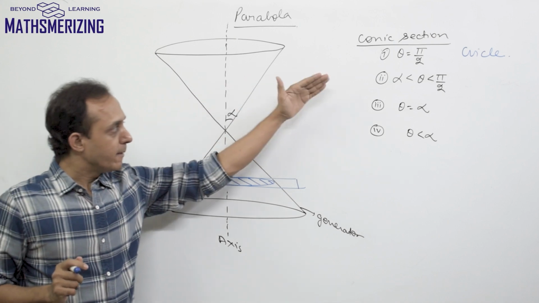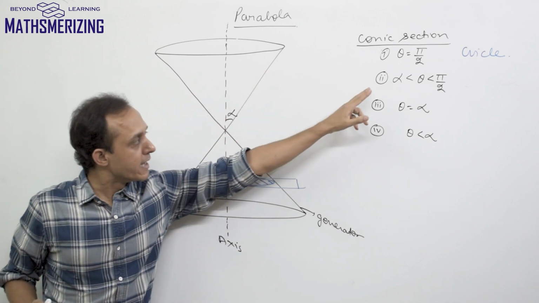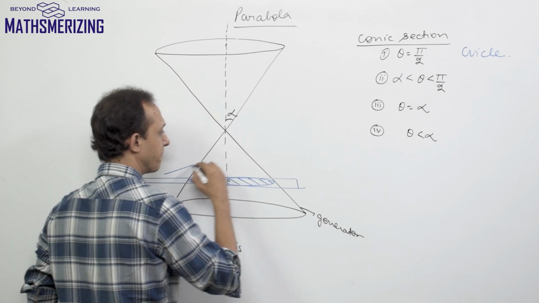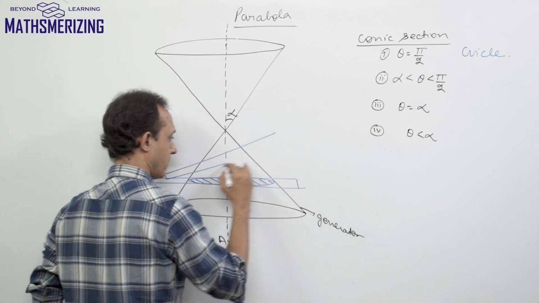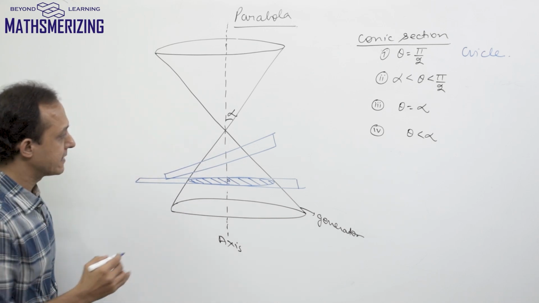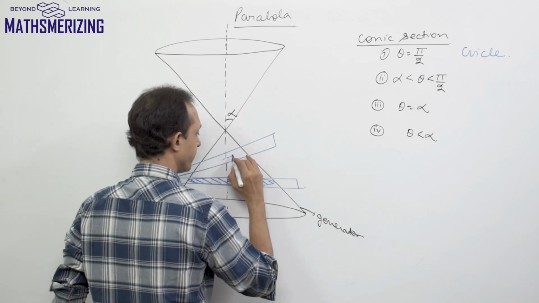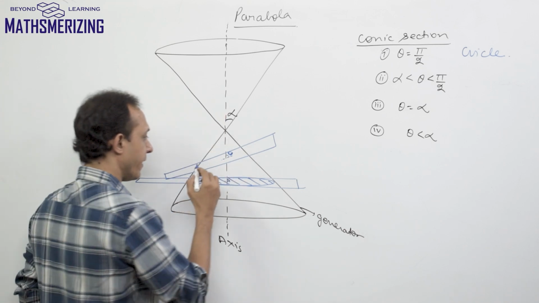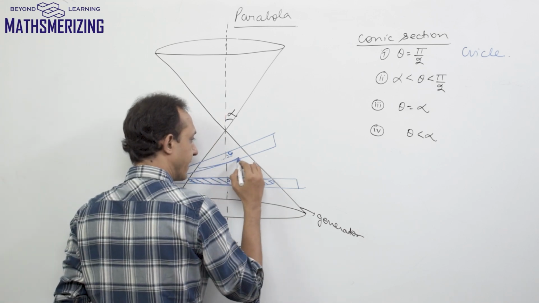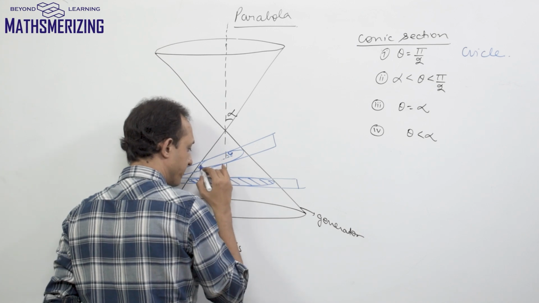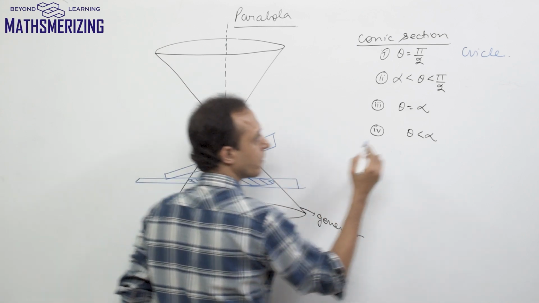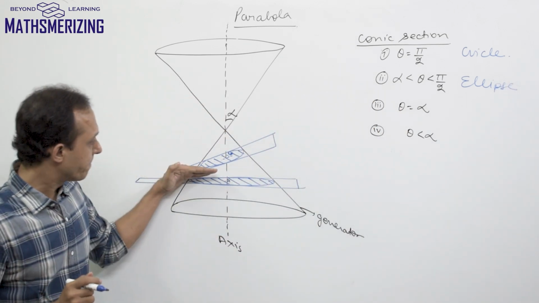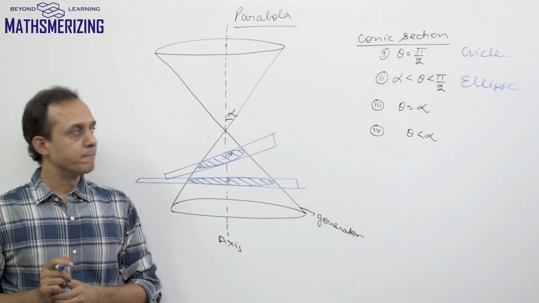Now if we take another plane which makes some angle theta which lies between alpha and pi by 2, so suppose I take another plane which makes some angle theta which is greater than alpha but less than pi by 2. In that case, the section that you'll get is an ellipse. So from the intersection of this plane and this double cone, we'll get an ellipse.